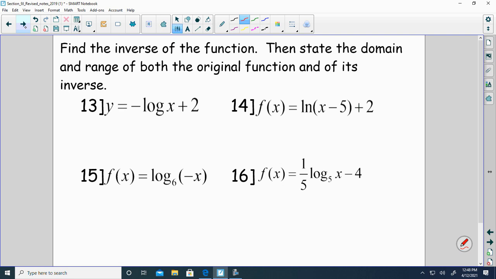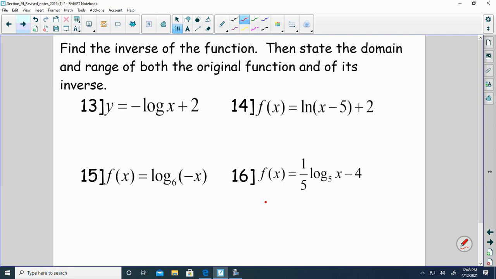Do you need me to go through all of the domains or all of the inverses? Anyone need it? Any of those you want seen? All of them? None of them? Some of them? Yeah.